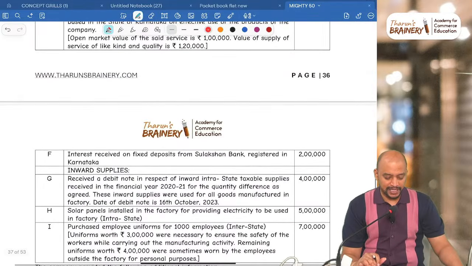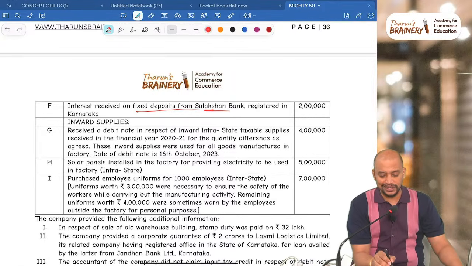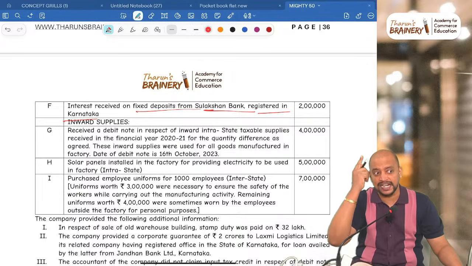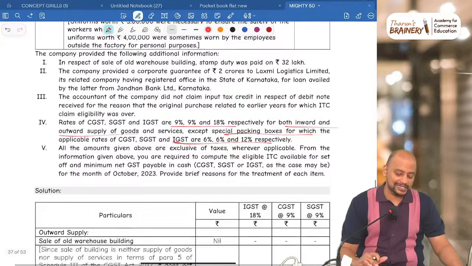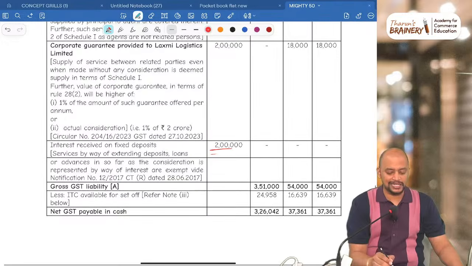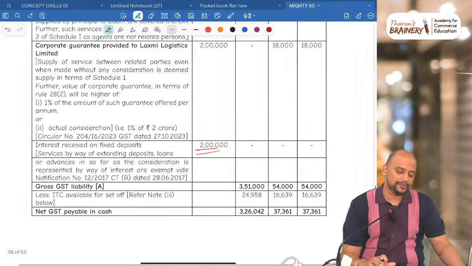Then next one, interest received on fixed deposit from Sulakshan Bank registered in Karnataka, exempted. Interest on loans, advances, deposits is exempted, but for ITC purpose it will be treated as taxable. So you take 2 lakhs. Interest 2 lakhs, it will be exempted. But keep in mind, for ITC purpose, it will be treated as taxable.